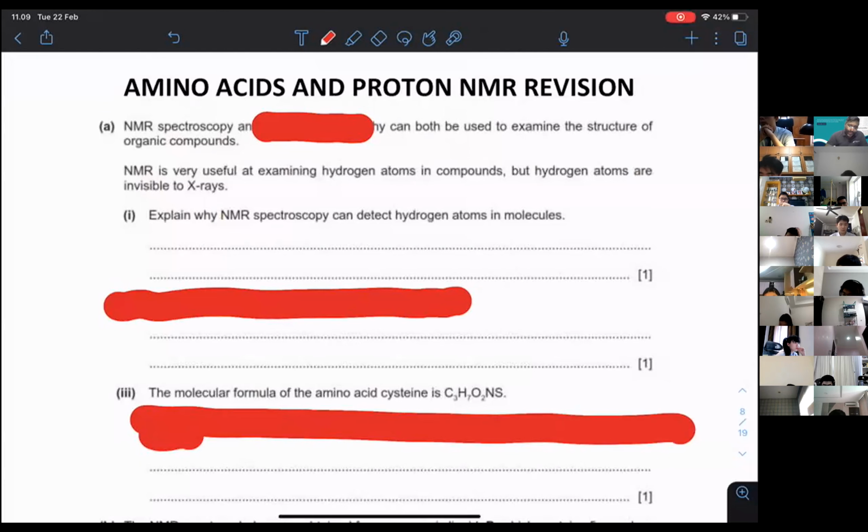Now, if you look at this, they are asking NMR spectroscopy can be both used to examine the structure of organic compounds. NMR is very useful in examining hydrogen atoms. So they are talking about proton NMR. Explain why NMR spectroscopy can detect hydrogen atoms in molecules.